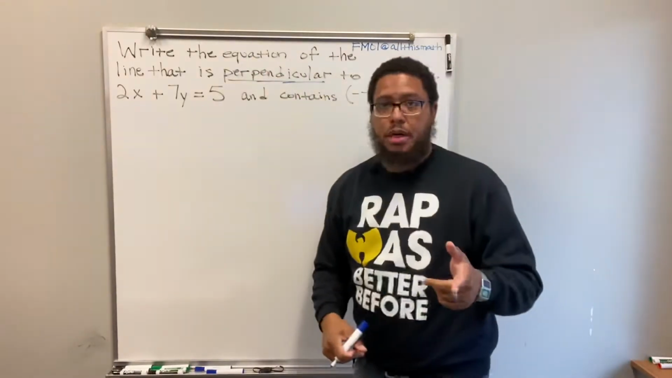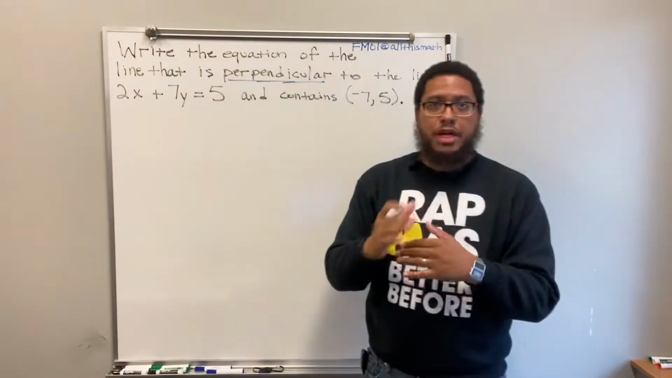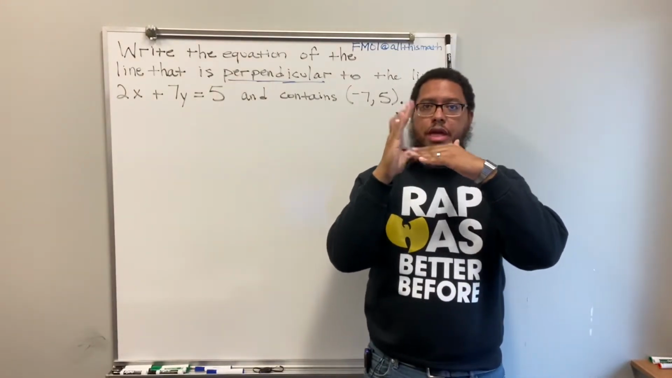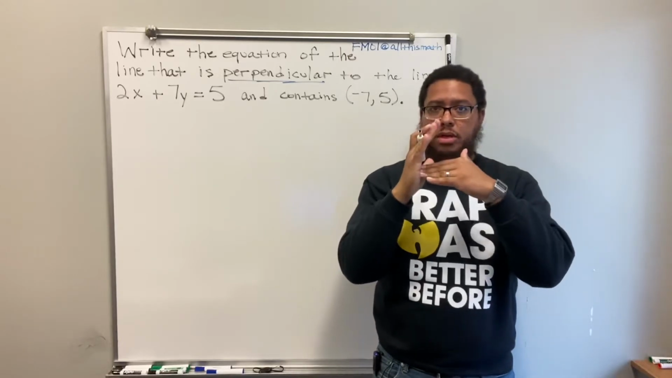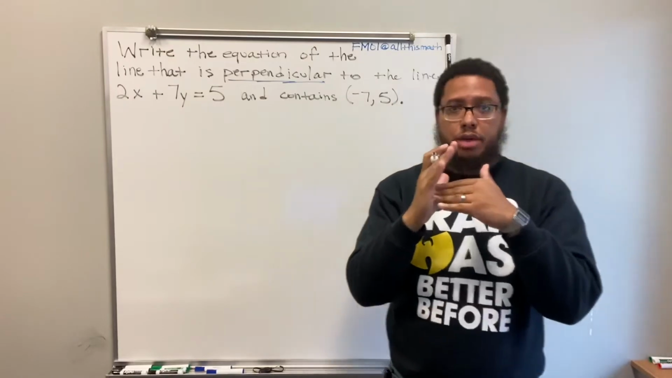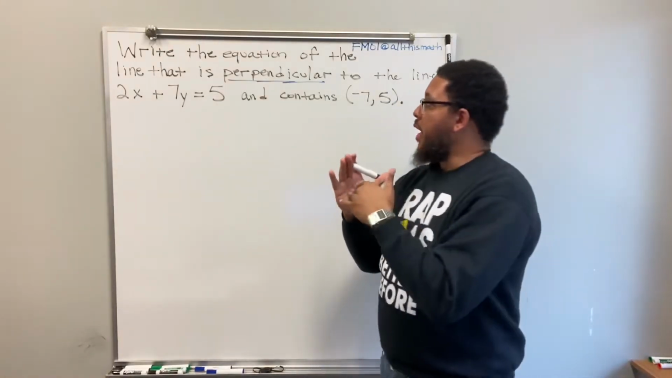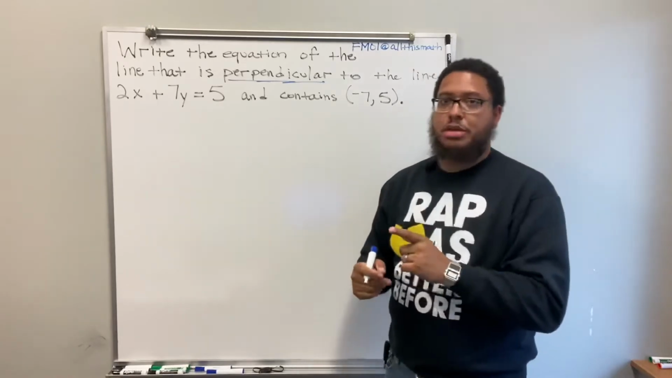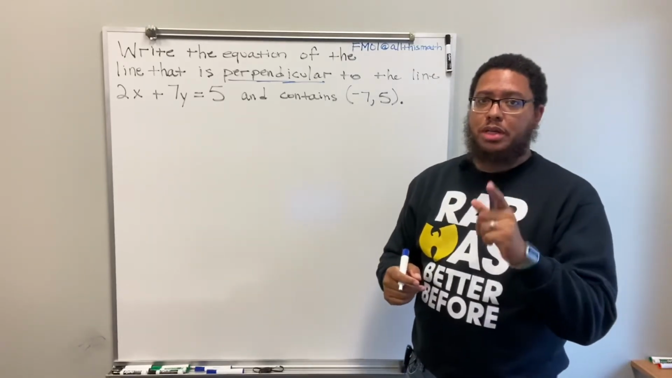Now, what does that mean? Perpendicular from geometry means that the two lines form a right angle, like a capital L. They form a right angle, or a 90-degree angle. That's what that means. Now, there's a special relationship between the slopes of lines that are perpendicular to each other.